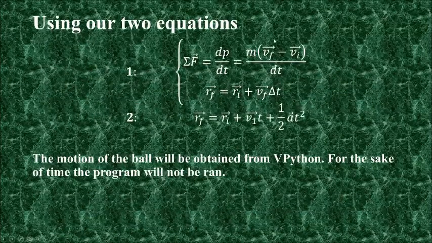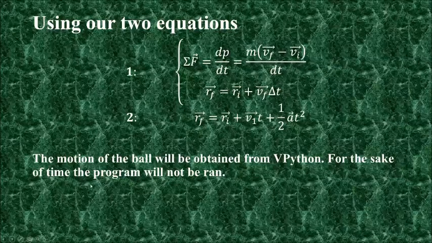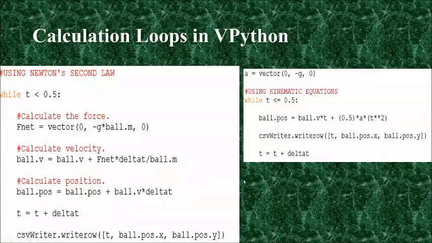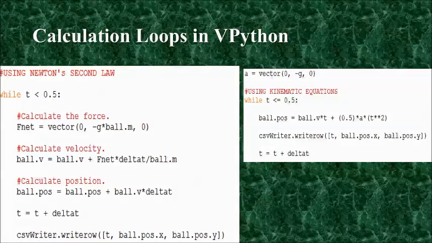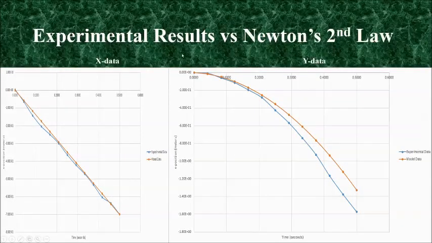Using our two equations, Newton's second law and the position equation, as well as the kinematics equation of position, the motion of the ball will be obtained from VPython. For the sake of time, the program will not be run here. If you want to see the code, you can pause and look at the code here. This is the result from using Newton's second law to predict the motion. The motion along the x-axis seems pretty constant, except the experimental data has a few jittery points here and there. Overall, though, it matches pretty linearly, just like the model predicts.